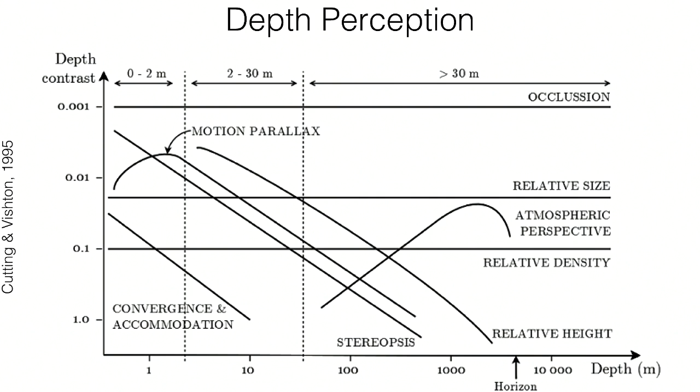We have stereopsis, which is also quite important for longer depths. And as we get very far away, then relative size and occlusions are very important throughout the entire range. So let's talk about stereopsis a little bit more in the stereo rendering part of this talk.